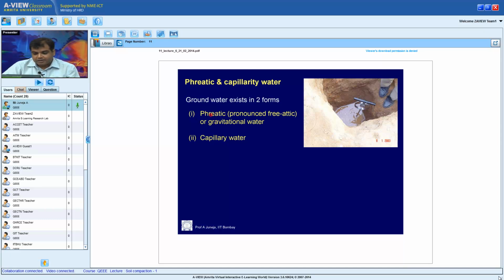Let's introduce a term called phreatic. It's quite a fancy name given to the groundwater table. So we call it the phreatic surface. Sometimes we also call it gravitational water, and the other term is capillary water. Both of these waters can easily be removed by just heating the soil, normally up to 100 degrees if there is no organic matter.